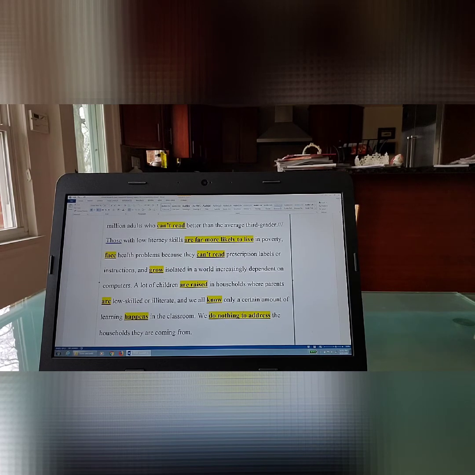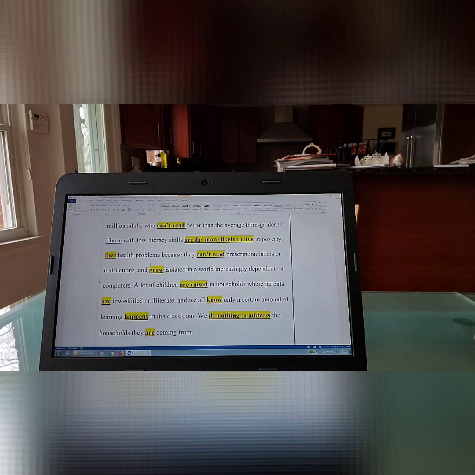And then the households they are coming from. So are is the final verb. And hold on a second, I'm not used to this mouse pad. Okay, that, and then that, and then that.